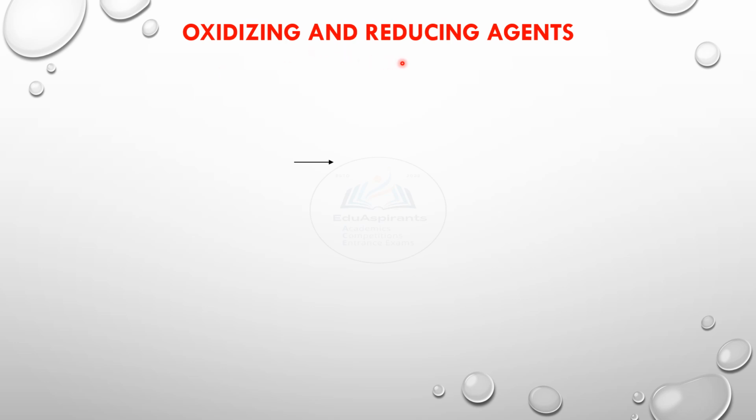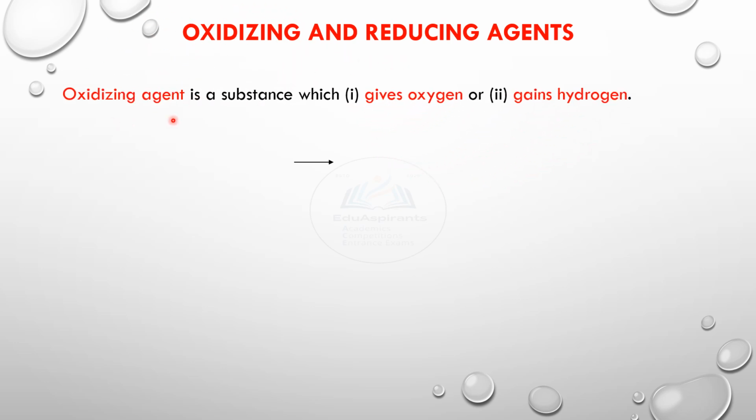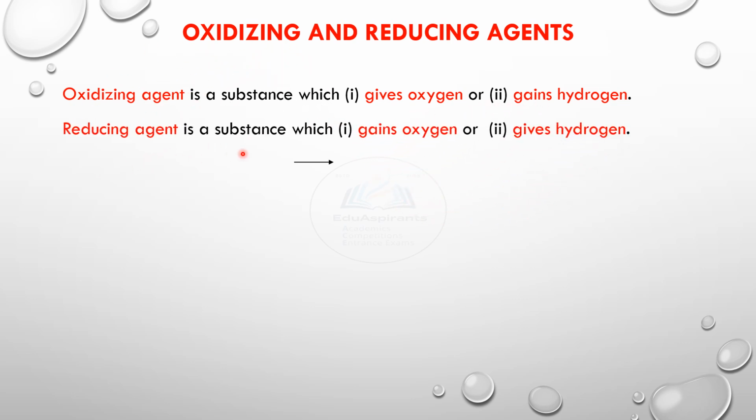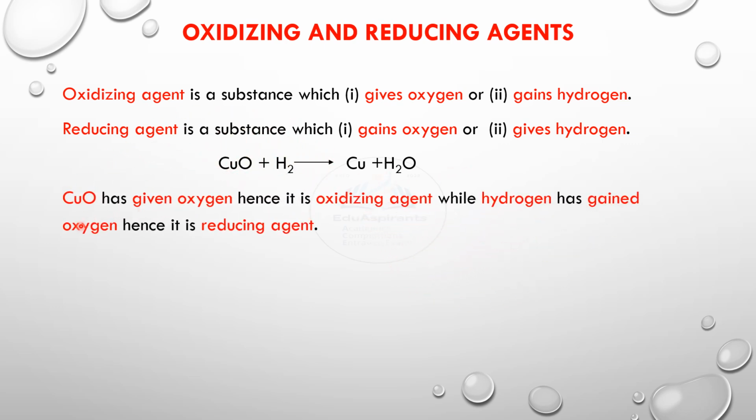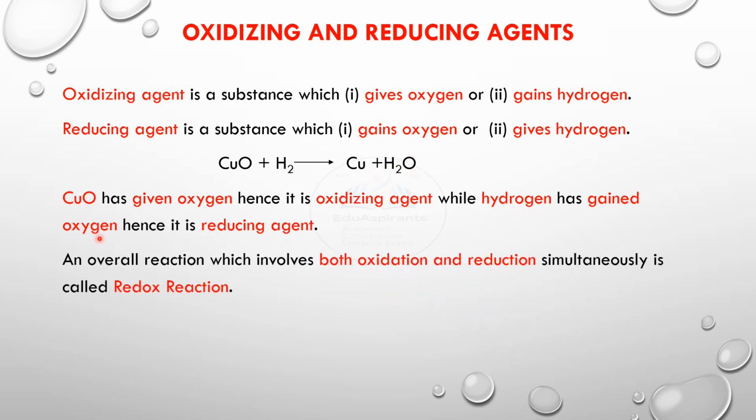Oxidizing and reducing agents. Oxidizing agent is a substance which gives oxygen or gains hydrogen. Reducing agent is a substance which gains oxygen or gives hydrogen. Copper oxide plus hydrogen gives copper plus water. Copper oxide has given oxygen, hence it is oxidizing agent, while hydrogen has gained oxygen, hence it is reducing agent.